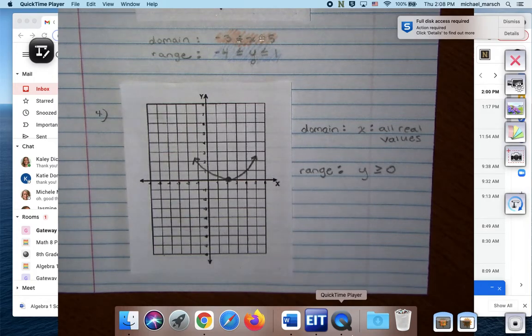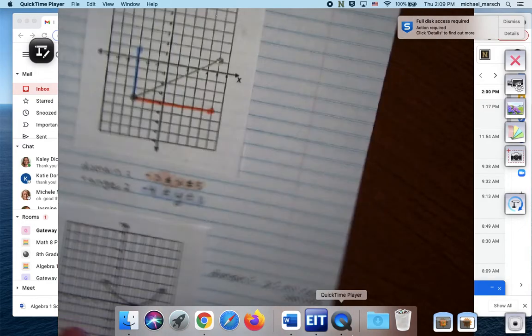Put your graphs in a special pocket so you can use them again tomorrow. We'll stop right here.